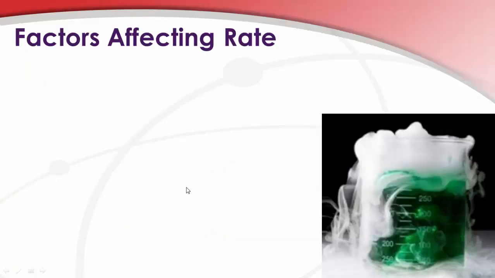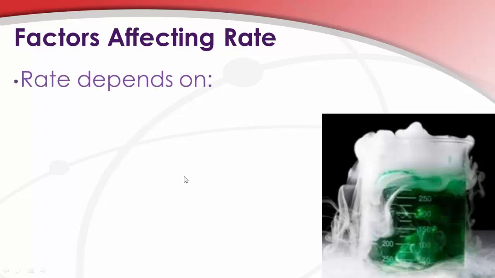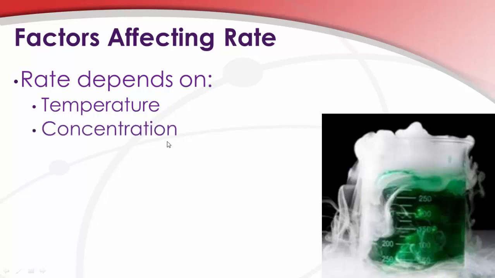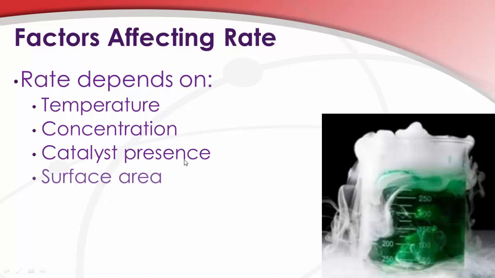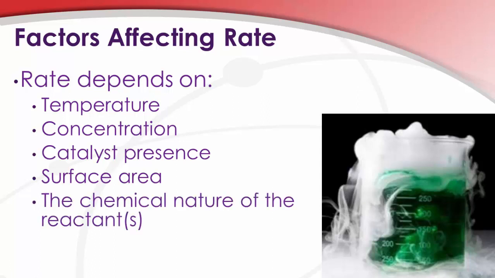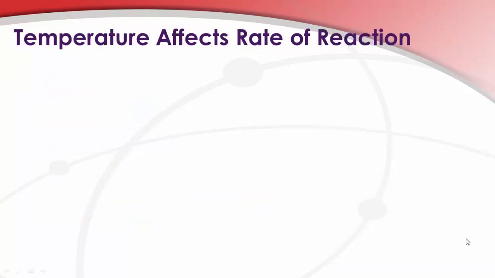Okay, so what are some of the things that affect rate? The rate will be dependent on temperature. It'll be dependent on the concentration of the reactants. It'll depend on whether a catalyst is present, and we'll bring this up again in a little bit. It'll be dependent on surface area, and this will come up again. And of course the rate depends on the chemical nature of the reactants. So let's take a few seconds to investigate these factors and how they affect the rates of reaction.